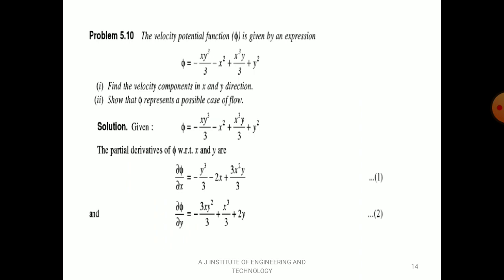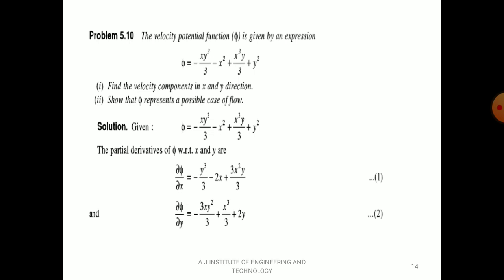First problem. Velocity potential function phi is given by the expression phi equal to minus xy cube divided by 3 minus x square plus x cube y divided by 3 plus y square. Find the velocity components in x and y direction. Show that phi represents a possible case of flow. So let us go for the solution.